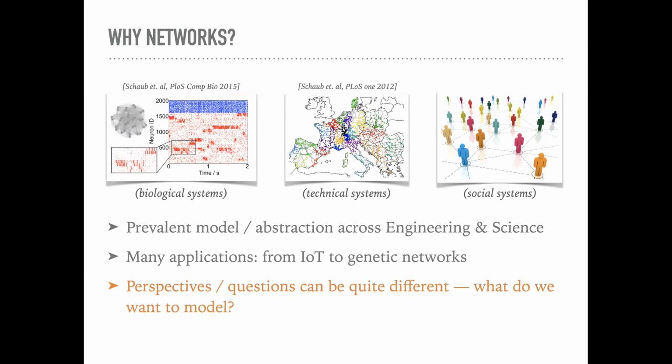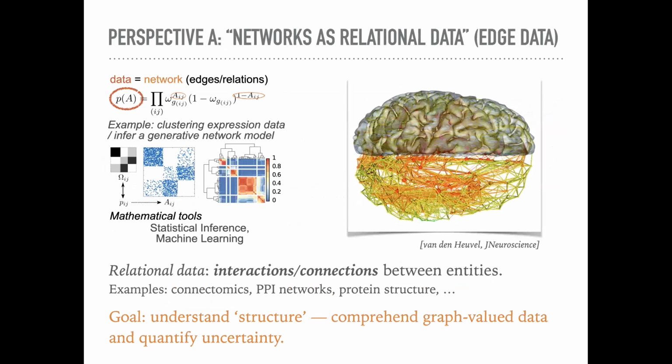The first one is networks as relational data. The idea here is that what we measure is connections. So you go into a neuroscience lab, for example, and people there try to map out the connections in the brain. So the data, if you want, is now edges. You can think about this as relations that are measured. And what's our task? Our task is to model this data, typically using some sort of probability distribution.